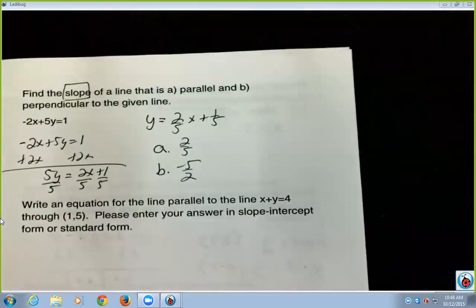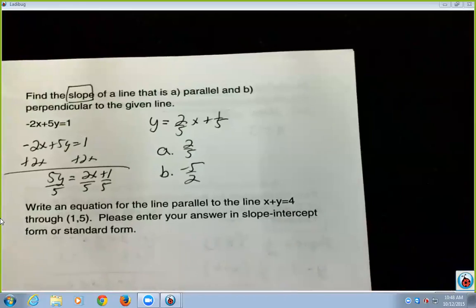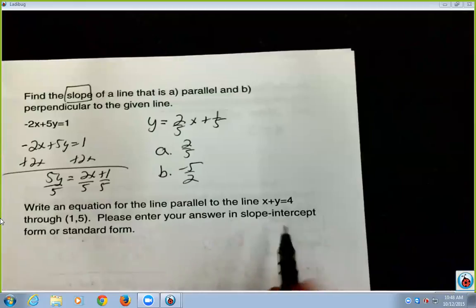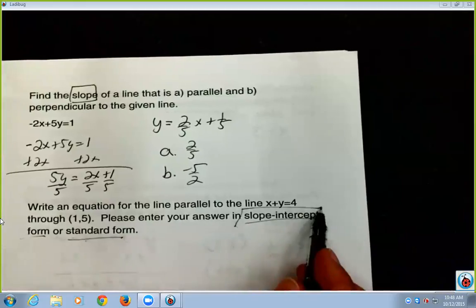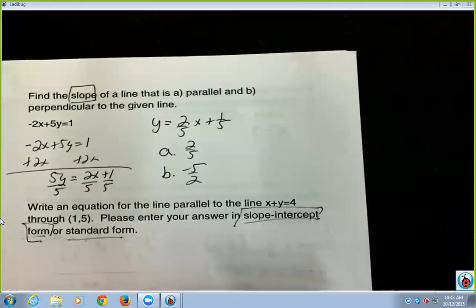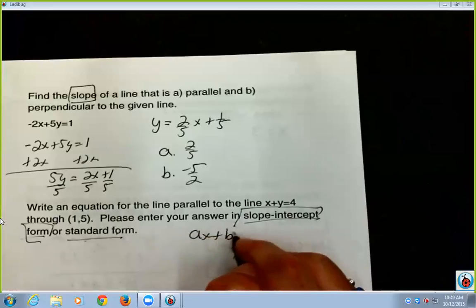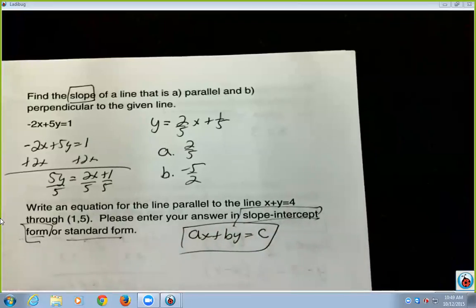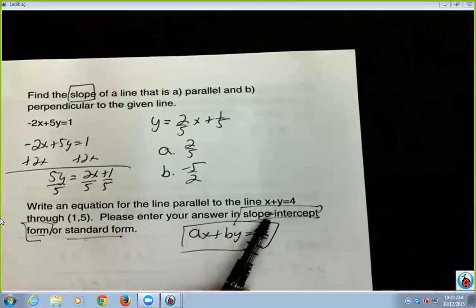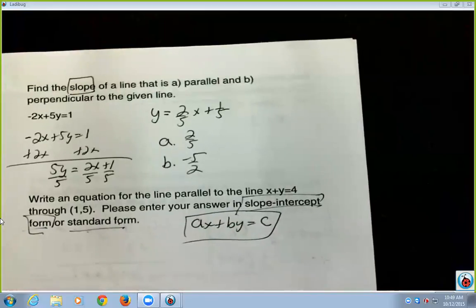Write an equation for a line parallel to this line through the point 1, 5. Please enter your answer in slope intercept form or standard form. You can get by always using slope form. Standard form is ax plus by equals c. It can be a real pain to get it back into that format. So just always enter it in slope intercept form. That's the easiest one to do. And so what would we end up with?